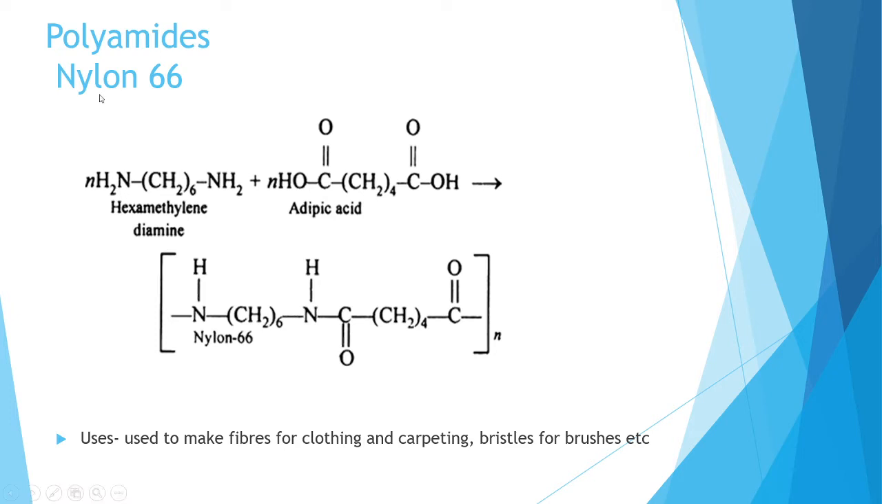This is an example of a polyamide. And in the synthesis of this nylon 66, condensation polymerization takes place. That means a water molecule is eliminated from these two monomers, that is OH from the adipic acid and one hydrogen from the hexamethylene diamine is removed. So we get a new bond, that is NH CO bond. Here it is the NH CO bond, and the others are the same, that is (CH2)6 NH like that, and here (CH2)4 CO. So this is an example of condensation polymerization, that is nylon 66. And nylon 66 is used to make fibers for clothing, carpeting, bristles for brushes, etc. So many uses for nylon 66.